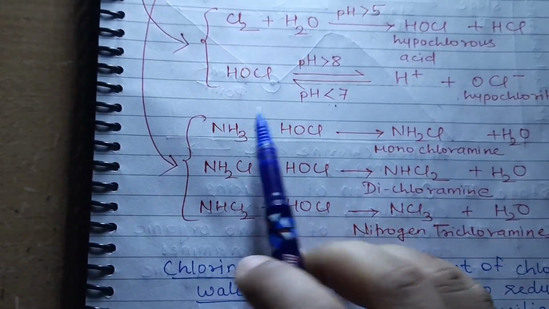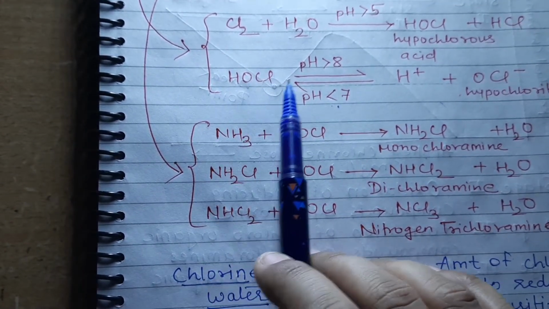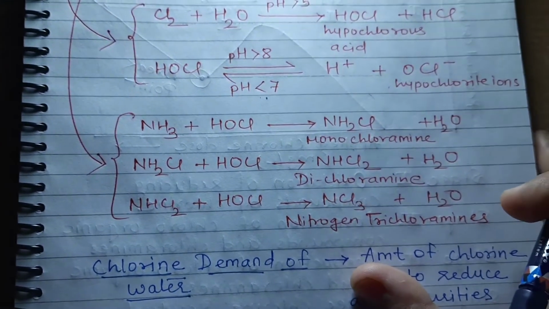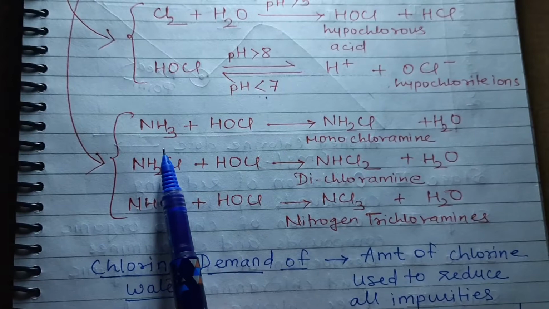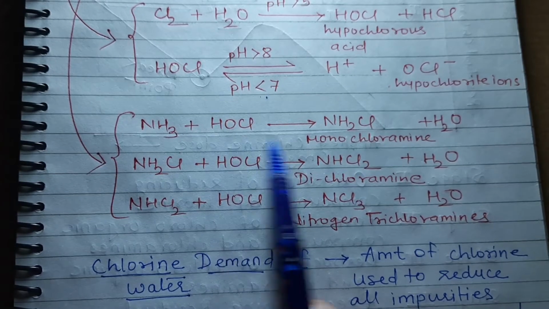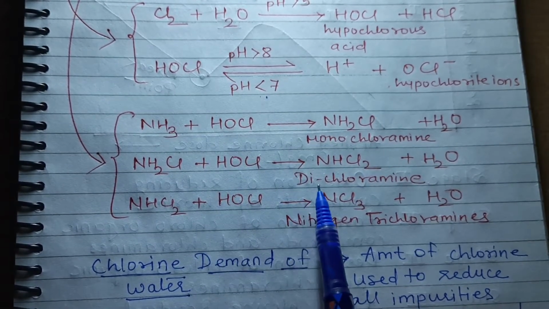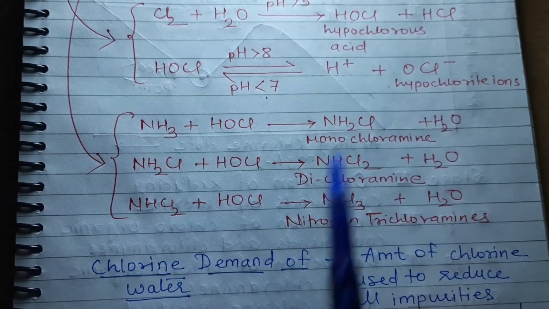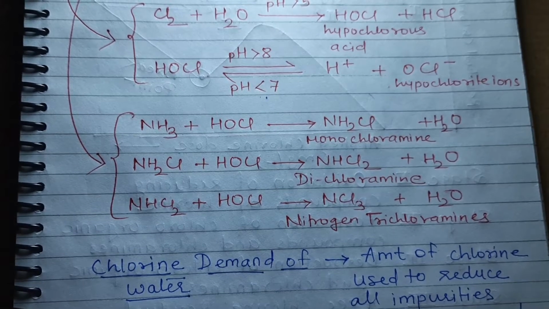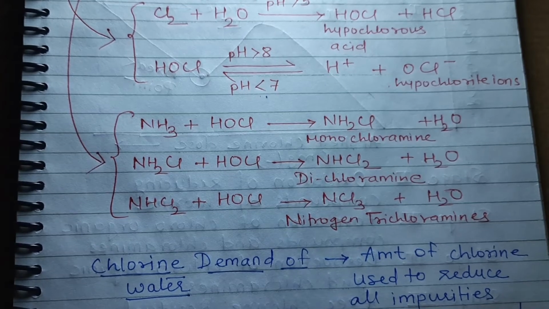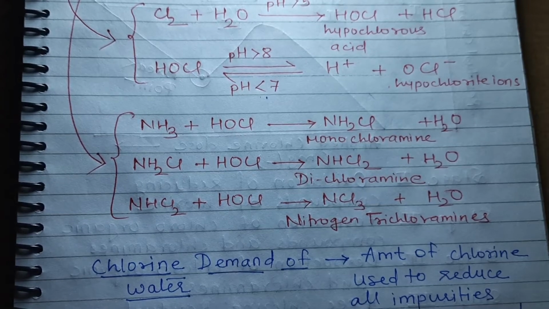So apart from the addition of chlorine generating the HOCl and hypochlorite ion, these chloramines are also responsible for the disinfection in water. You can see here the reaction. The ammonia reacts with this hypochlorous acid to form monochloramine, which further generates dichloramine and nitrogen trichloramine. These chloramines may remain in water and they may generate chlorine as and when required. So this chloramine is actually responsible for the greater action of chlorine as compared to the other chemical disinfectants.